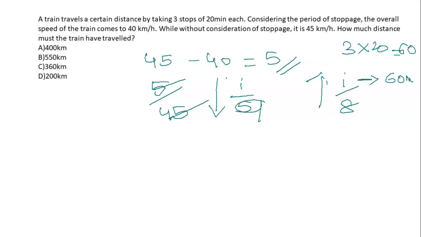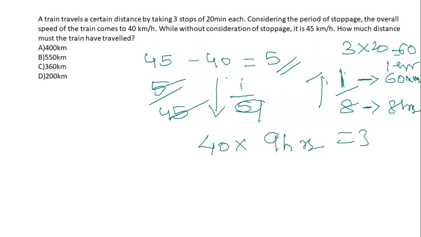Then what is the actual? 8 into 60, 480 minutes, which is 8 hours. One part is 60 minutes, which is 1 hour, so 8 parts is 8 hours. This is your actual. That day it has been increased by 1 hour, which means it becomes 9 hours. 9 hours at 40 kilometers per hour gives you 360. Or else 8 hours at 45 gives you 360. Both are equal. Okay, you got it.